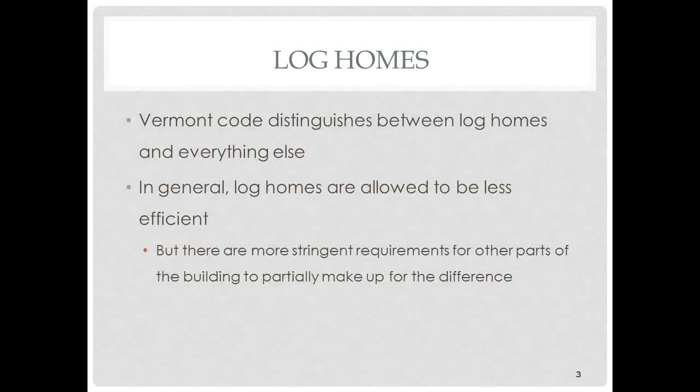I wanted to touch just briefly on log homes because the Vermont code treats log homes differently than all other forms of construction. Most of our builders, of course, don't get involved in log construction, but for those of you that do, you might need to know that in your code compliance activities, you have to make sure that you're looking at the right stuff for log homes. Log homes fall under a special category. In general, they're allowed to be slightly less efficient than other construction. But because you're dealing with a wall system that has a lower R value than is currently required by the code, you may have to do other things in the building to partially make up for that.